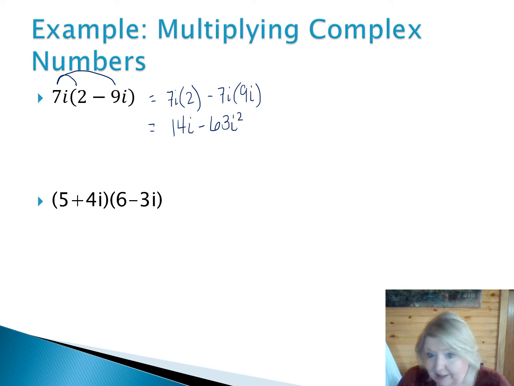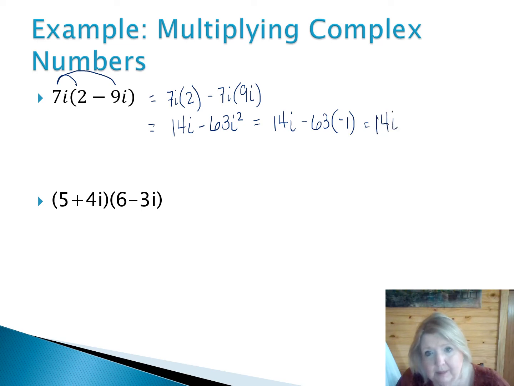You can't leave an i squared. So I've got to go back to my definition and turn that i squared into a -1. So that's going to leave me with 14i minus a negative, which is plus positive 63.